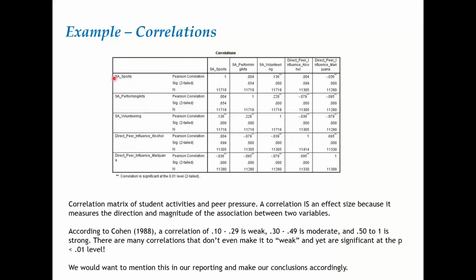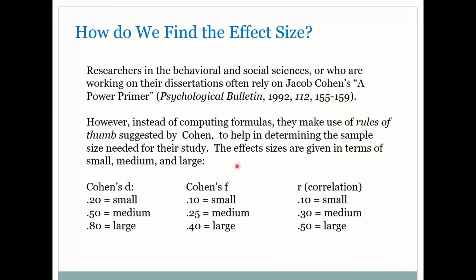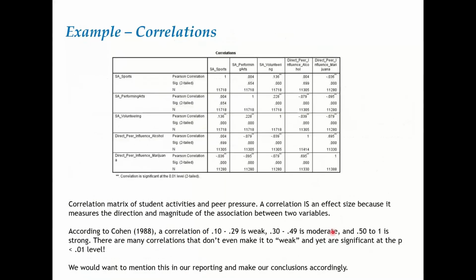Okay. But remember, if we go back a couple pages here and we look at correlations, 0.1 is considered small, 0.3 is considered medium, and 0.5 is considered large, 0.5 or greater. Okay, so here we go. Let's look at some of these correlations. So we had 11,718 students in this group here.